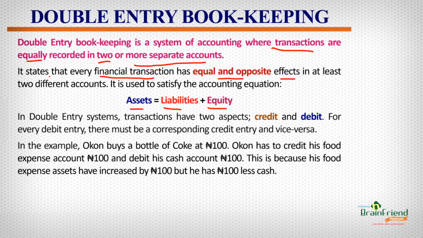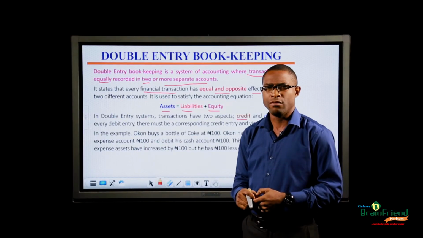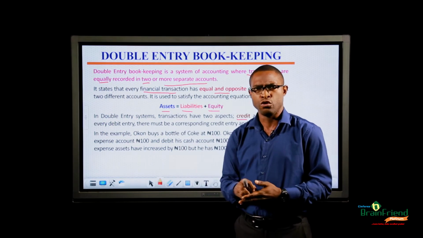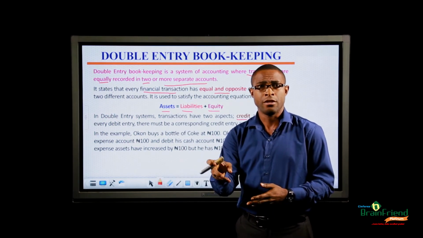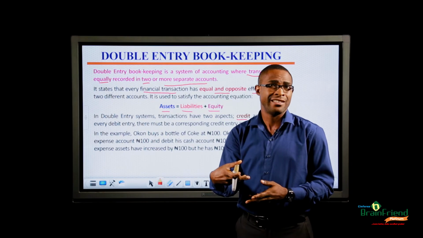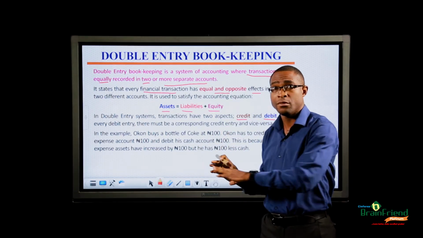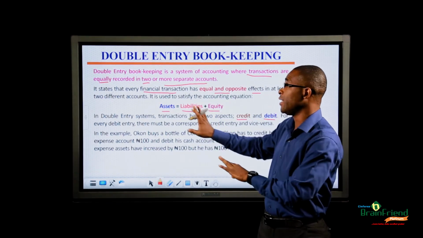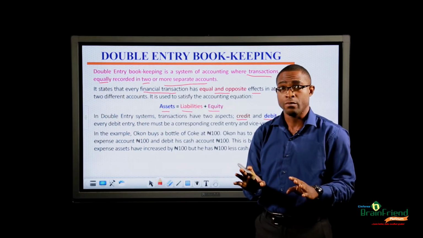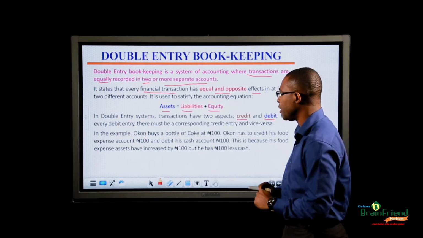Now, in double entry system, transactions have two aspects. You either have the credit aspect or the debit aspect. Unlike in the banking world, where if you walk into the bank and you want to deposit money, it is termed credit. That's not what occurs here. The reverse is the case when you're looking at double entry bookkeeping. As we proceed, you will find out.